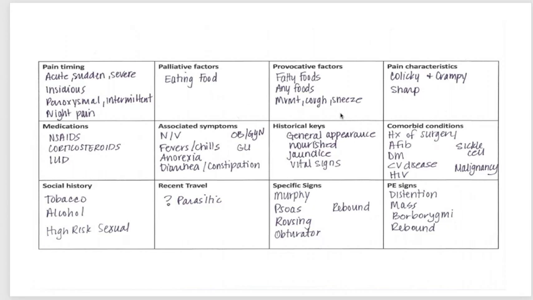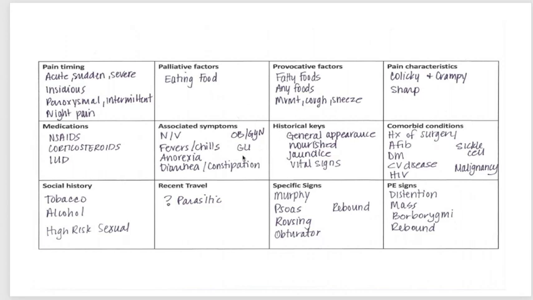Movement, cough, or sneezing is going to be high suspicion for peritonitis, peritoneal viscus, or appendicitis. Characteristics of colicky and crampy pain are going to go with small bowel obstruction, large bowel obstruction, cholecystitis, or nephrolithiasis. Sharp pain is usually associated with ovarian torsion. Medications: NSAIDs, corticosteroids, and intrauterine devices. NSAIDs would be your peptic ulcer disease, corticosteroids as well, and also immunosuppression with the corticosteroids, and then IUD with ectopic pregnancy.